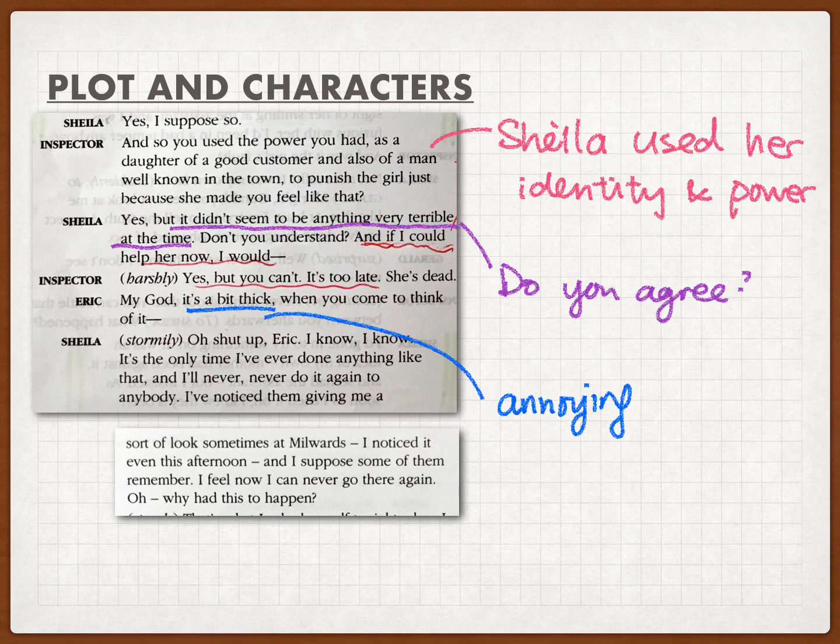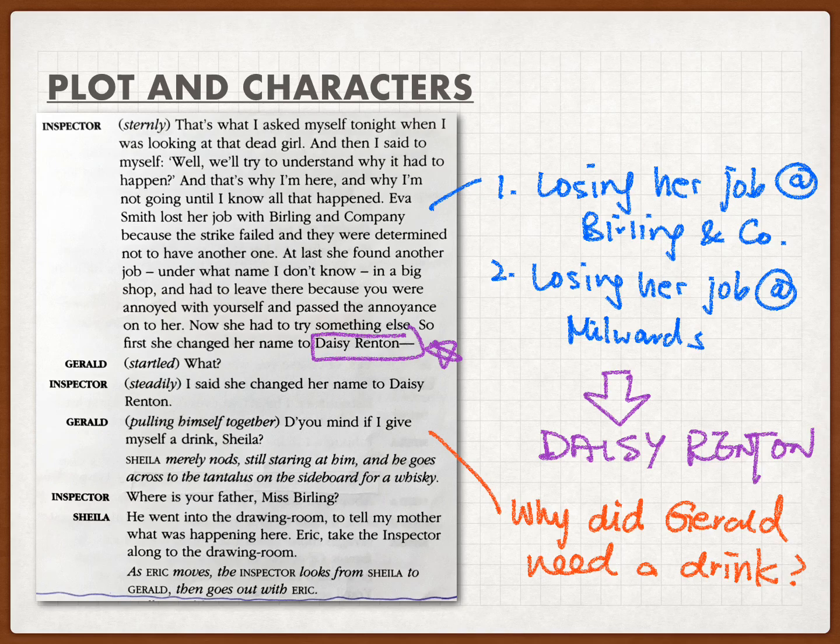And then she realized why people at Millwards looked at her so differently and with all those weird looks. Now she understood, because she was the one who got Eva fired out of jealousy. And then the inspector continued, explaining that Eva Smith was fired twice, once by Mr. Burling and once by Millwards. Because of that, she couldn't find any job anymore, because probably all the factory owners in town who knew Mr. Burling knew that Eva Smith led a strike at the factories. Those people wouldn't hire Eva Smith, worrying that she would cause the same trouble again in their own factories.